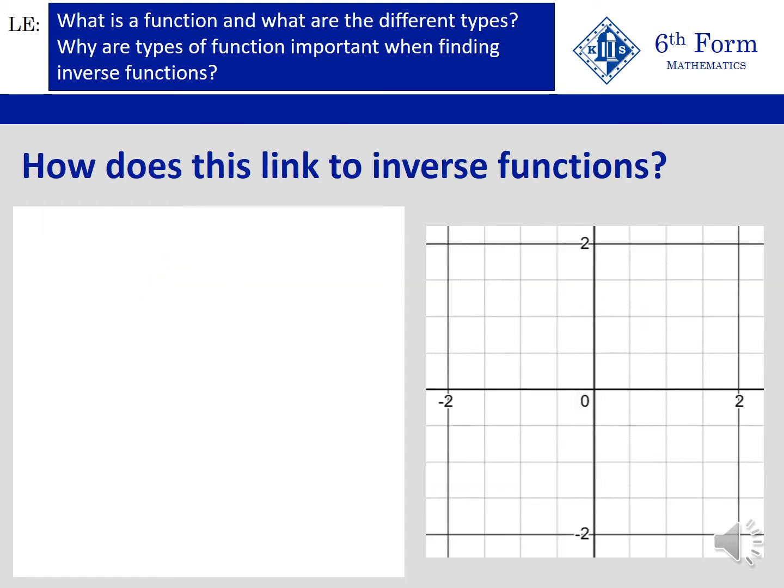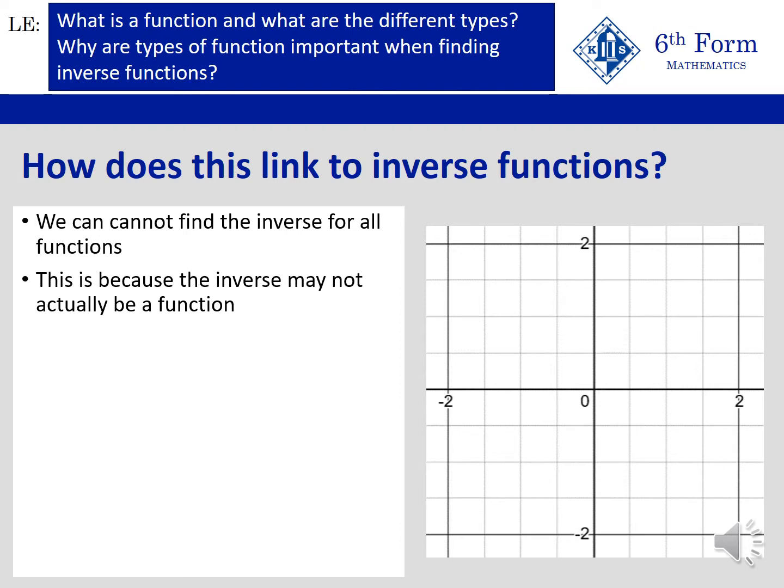So let's have a think about how this links to inverse functions. We can't actually find the inverse for all these different types of function. And this is because the inverse may not actually turn out to be a function. It may be like that example of one to many. We don't like that coming up in functions. So if the answers are coming out like that, we can't class it as a function, so we've got a problem. So let's consider this graphically to see how that works out.